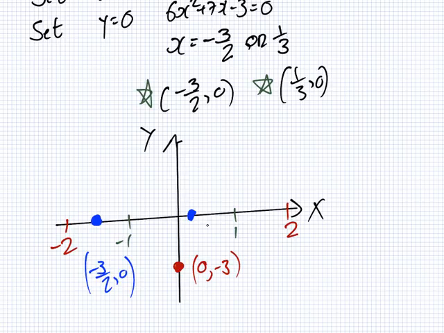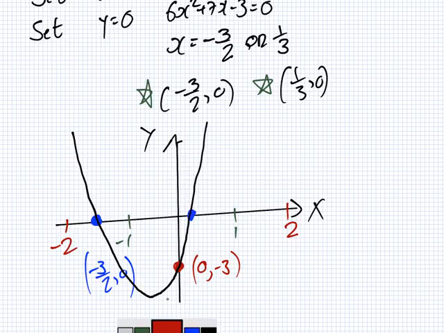Okay, so these curves are going to be shaped like this. Let's try that again. Like that. Now, we can also find this point. We did this in the last class. How do we find this point? It's by completing the square.